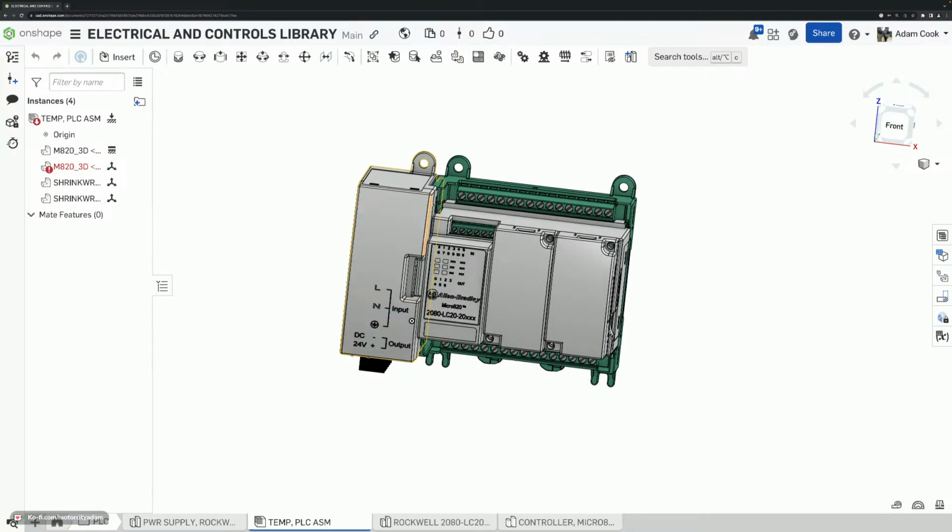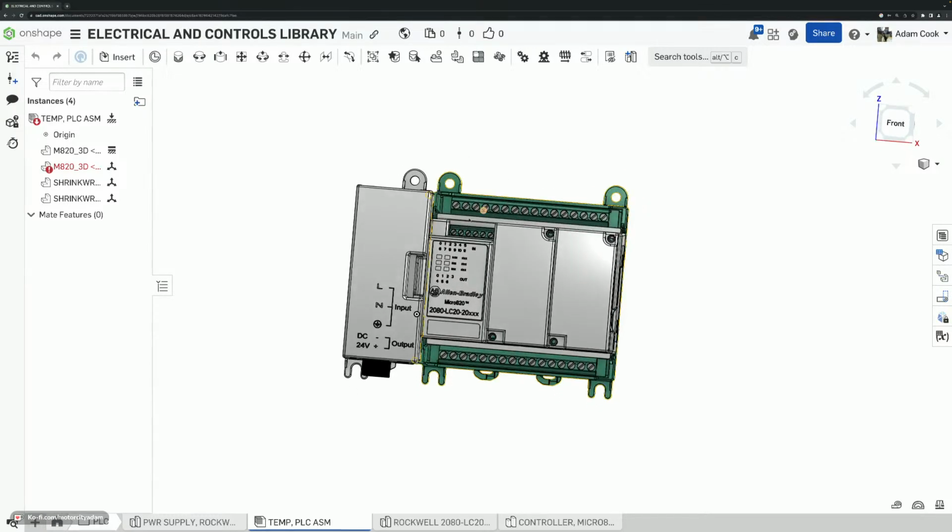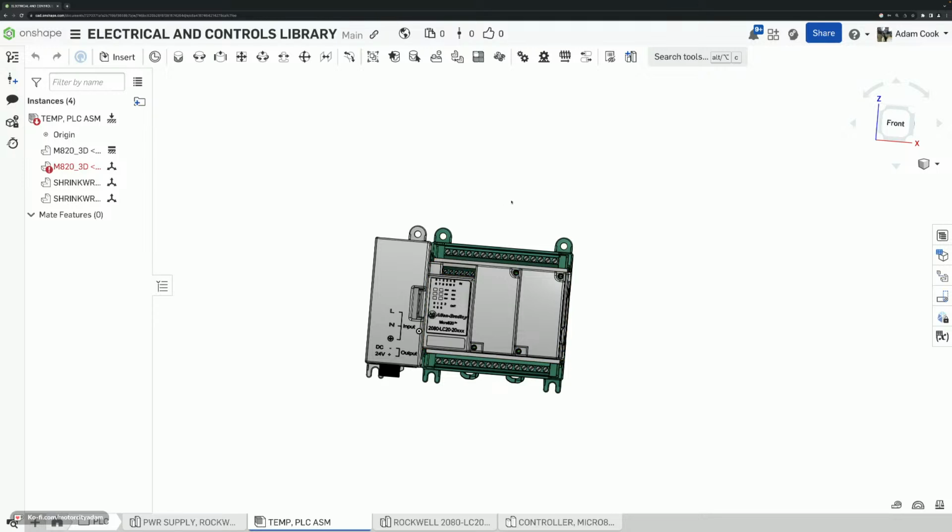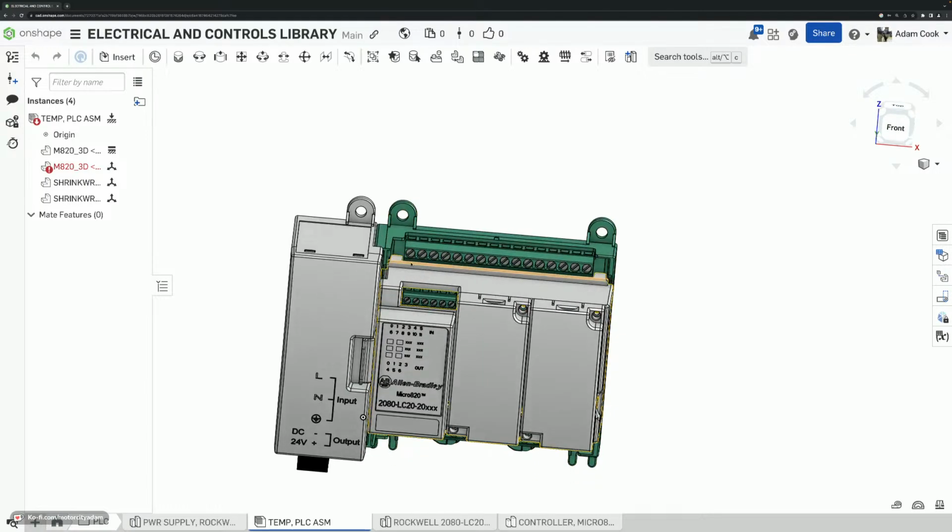This is a 3D representation of a programmable logic controller. They come in various shapes and sizes. This one is a microcontroller, which is rather simplistic, but there are higher end PLCs that incorporate many, many more inputs and outputs and various other capabilities that for now we will not touch on, but in the future we will.